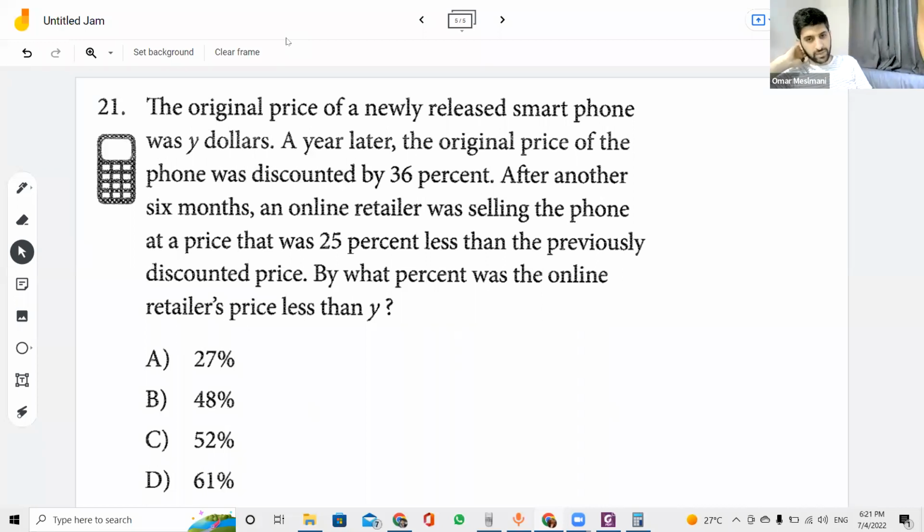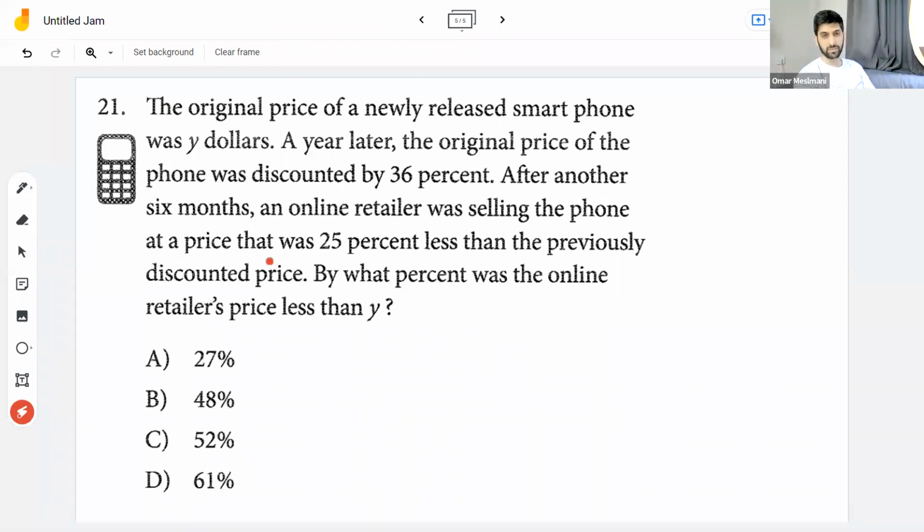All right, let me solve it because I know that this is a hard type of question. Listen carefully right now because it's so important. They like this type of question in the SAT. He's saying that the original price of a newly released phone was $Y, so this $Y is the price of the phone right now. A year later, the original price of the phone was discounted by 36%.